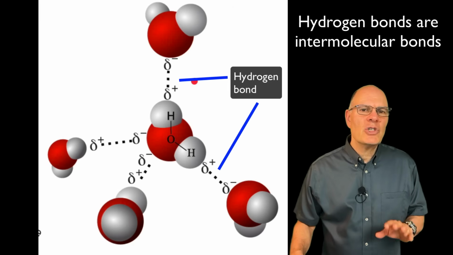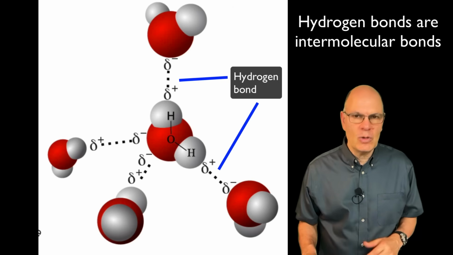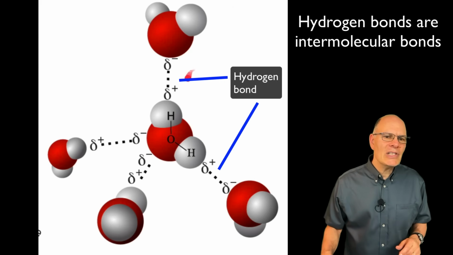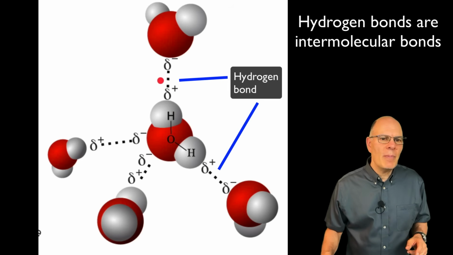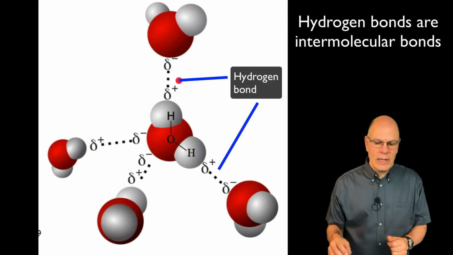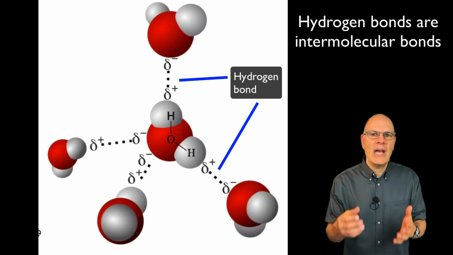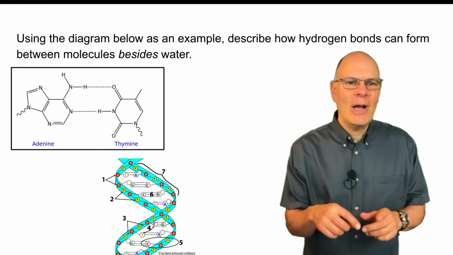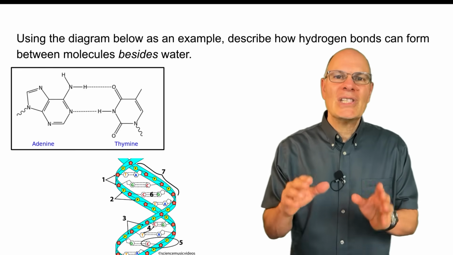Note that hydrogen bonds are intermolecular bonds. They're between molecules, not within molecules like covalent bonds or ionic bonds. So what's happening is that the oxygen is partially negative, the hydrogen is partially positive, and the hydrogen bond is a weak bond that forms between those two areas. Hydrogen bonds are much weaker than covalent bonds, ionic bonds, any of those intramolecular bonds.